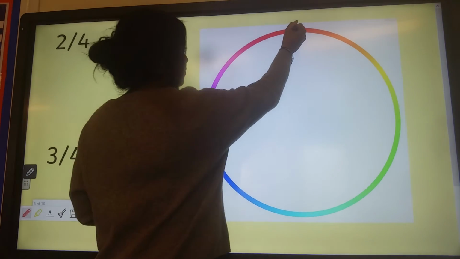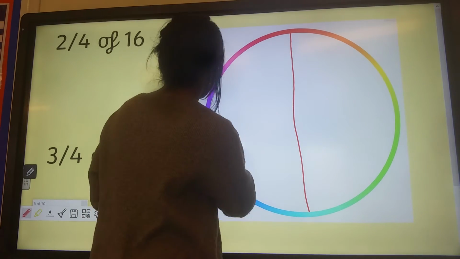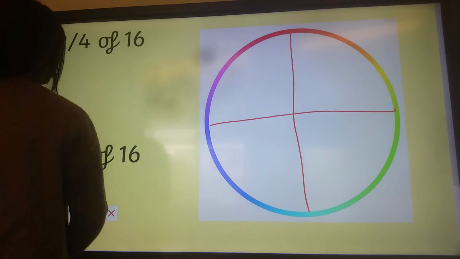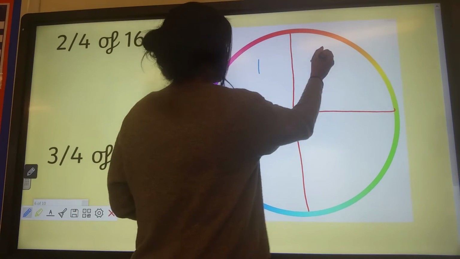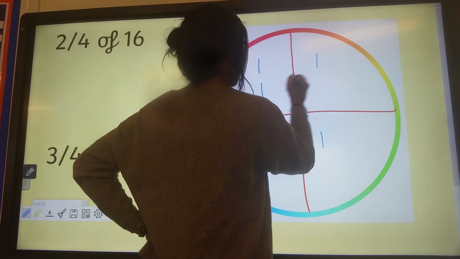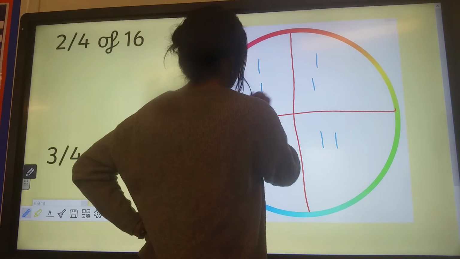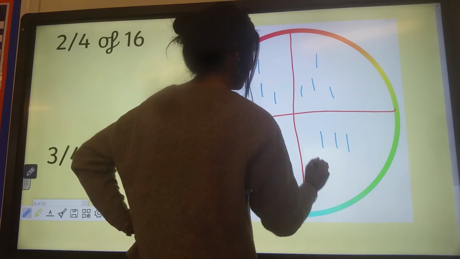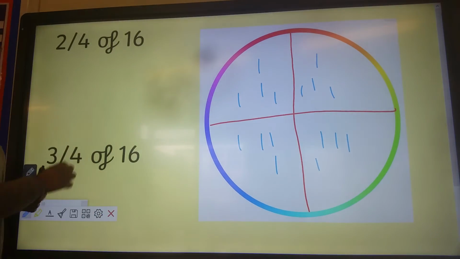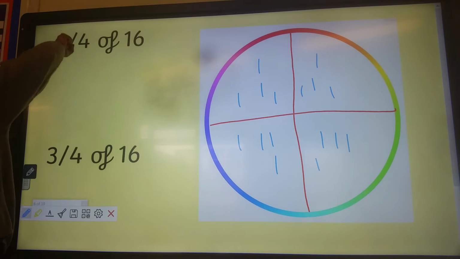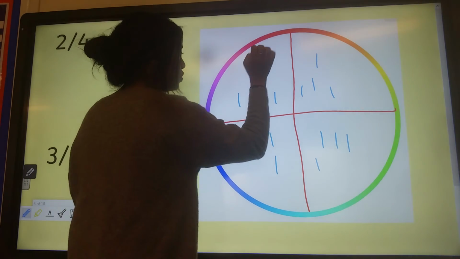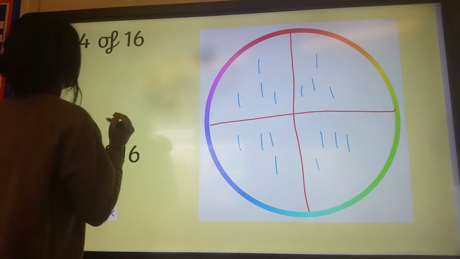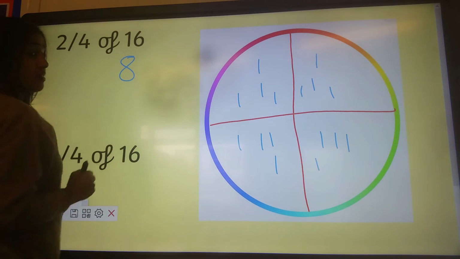So I'm going to divide my circle into 4 parts. I'm now going to count up to 16. 1, 2, 3, 4, 5, 6, 7, 8, 9, 10, 11, 12, 13, 14, 15, 16. My first question, I need to calculate 2 quarters. So I need to count 2 quarters. 1, 2, 3, 4, 5, 6, 7, 8. So 2 quarters of 16 is going to be 8.